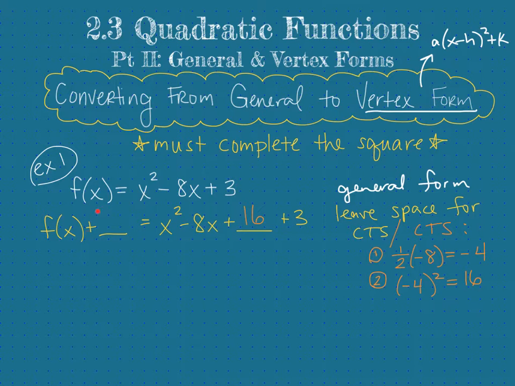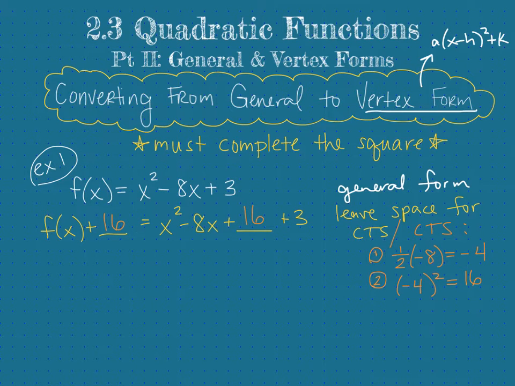The reason we also have to add it to this side is because of this equal symbol. It's not equal unless you do the same thing to both sides. So we are manipulating an equation. We're not changing what the equation means. We have to add that same number to both sides. All right, we have successfully completed the square.